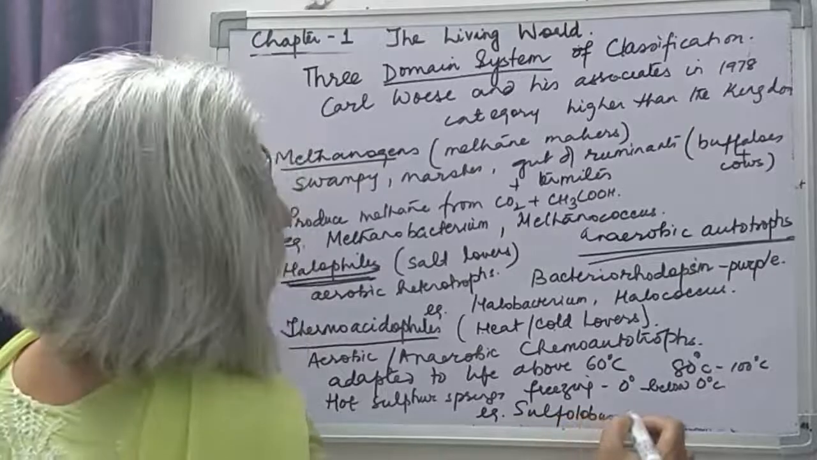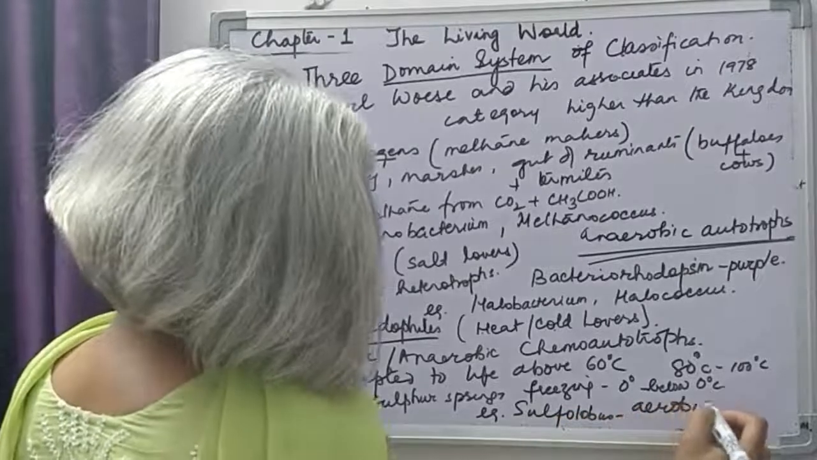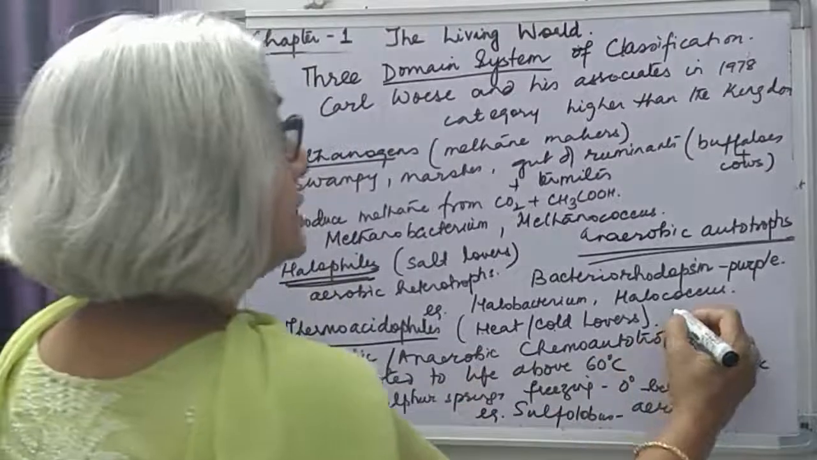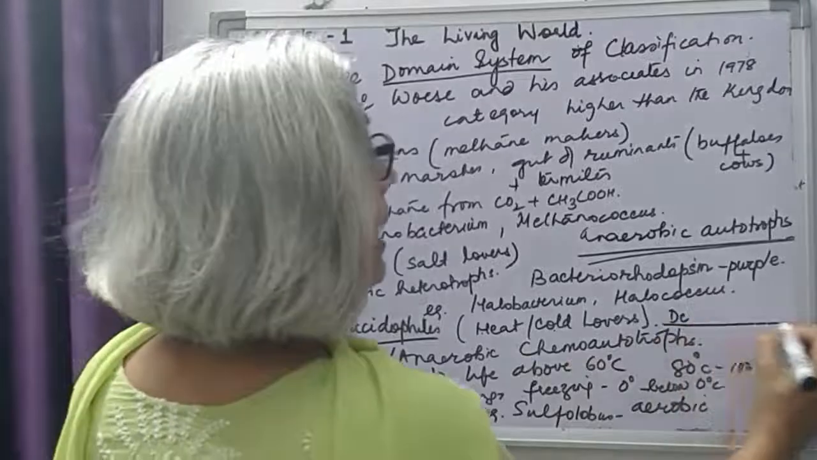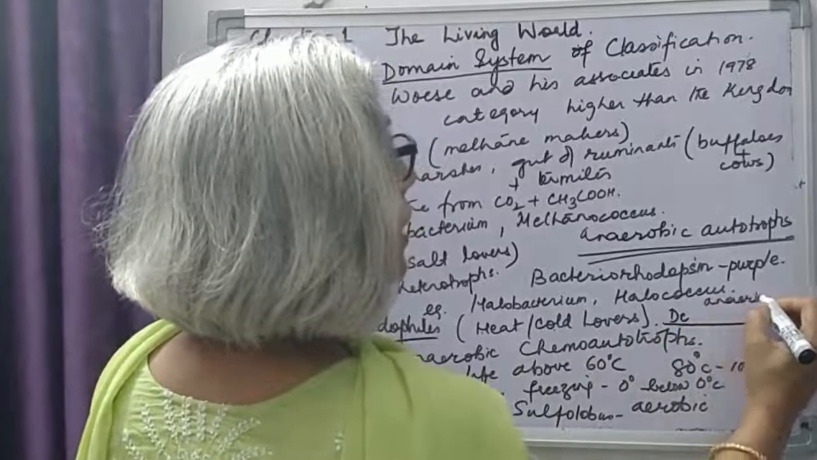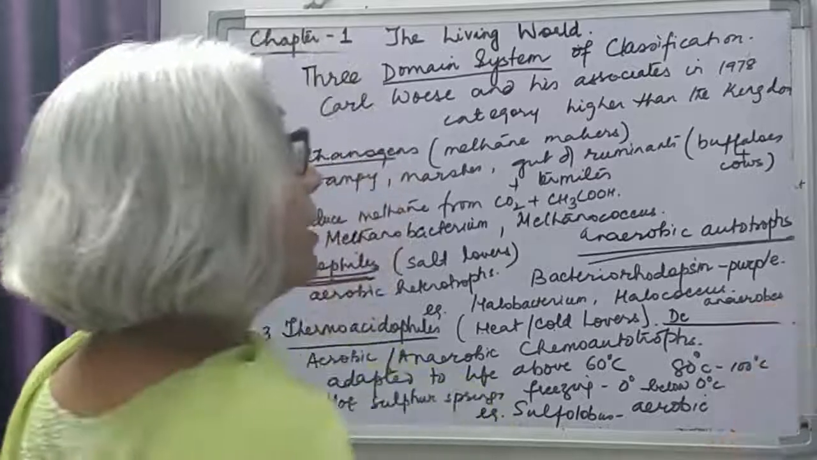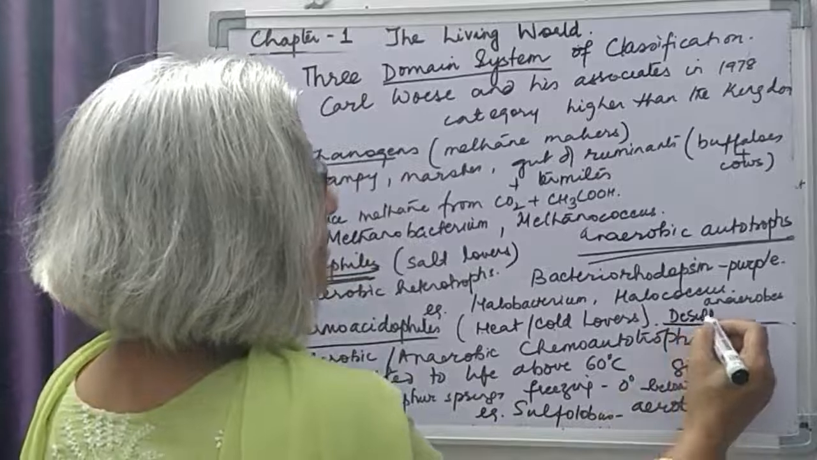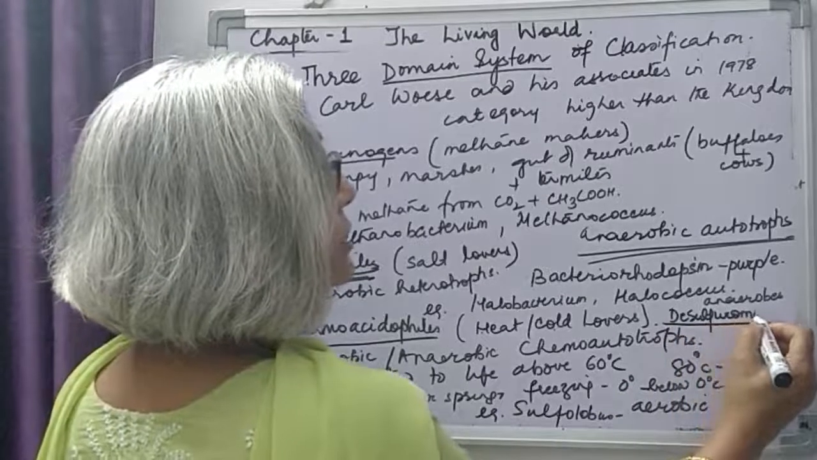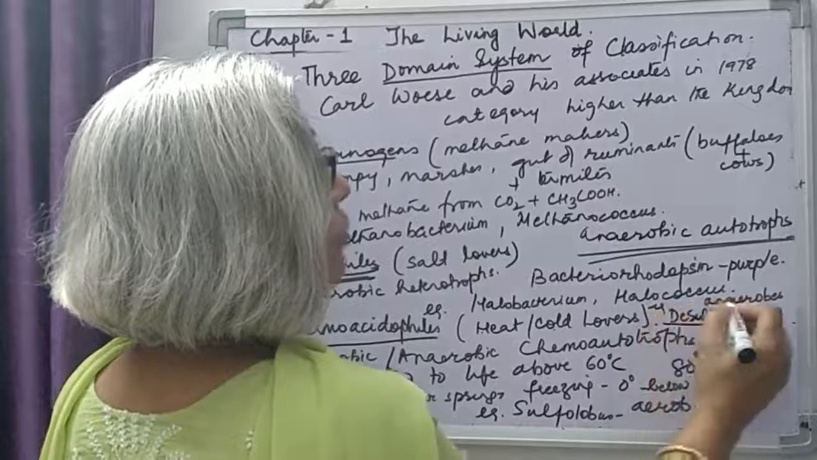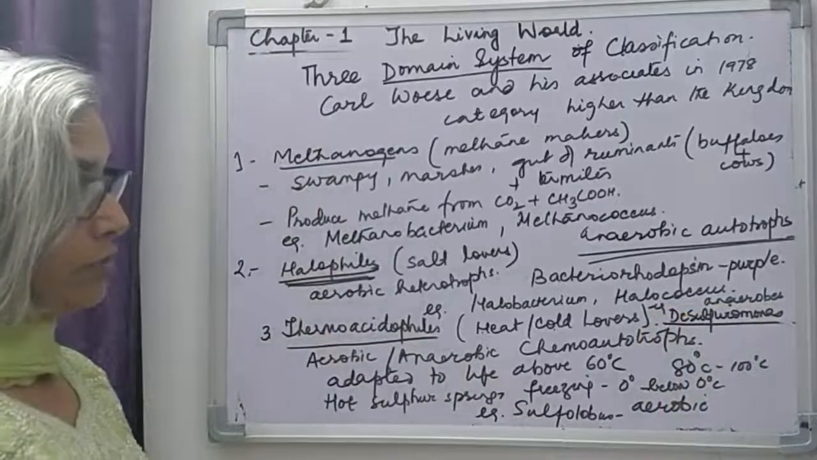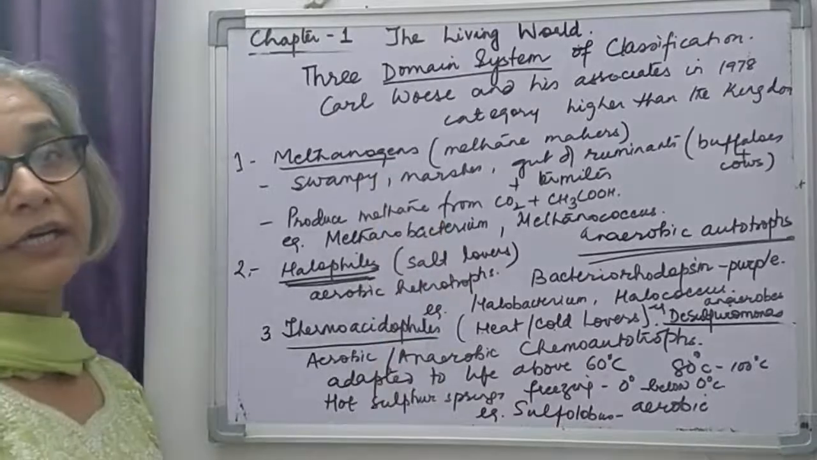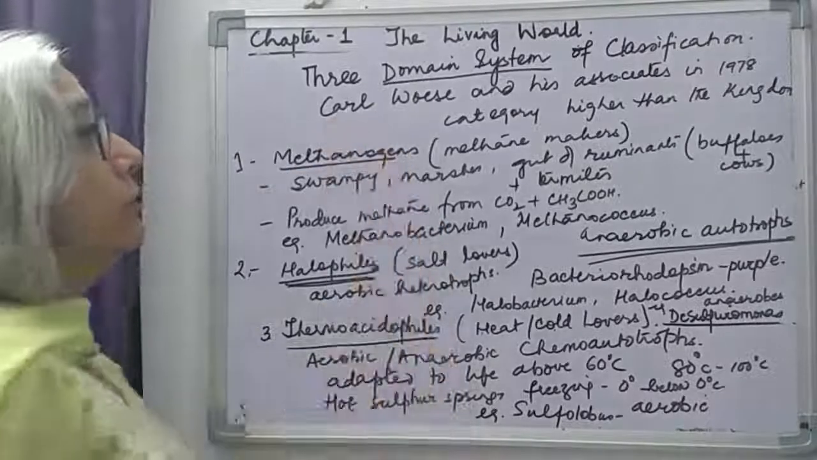Examples of these are sulfolobus, which is aerobic, and the anaerobic form is desulfuromonas. I told you they are aerobes and anaerobes. These are examples of the anaerobic thermoacidophiles. Now, these were about the three categories of archaea.